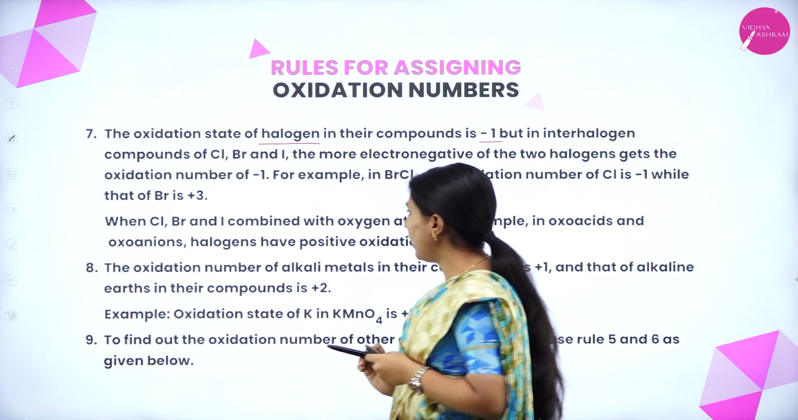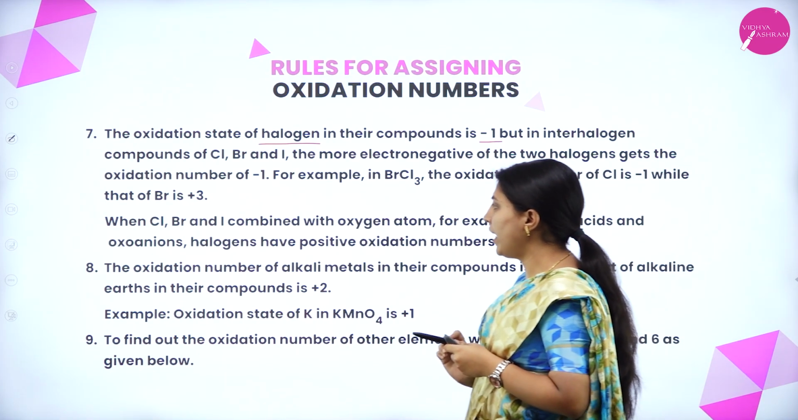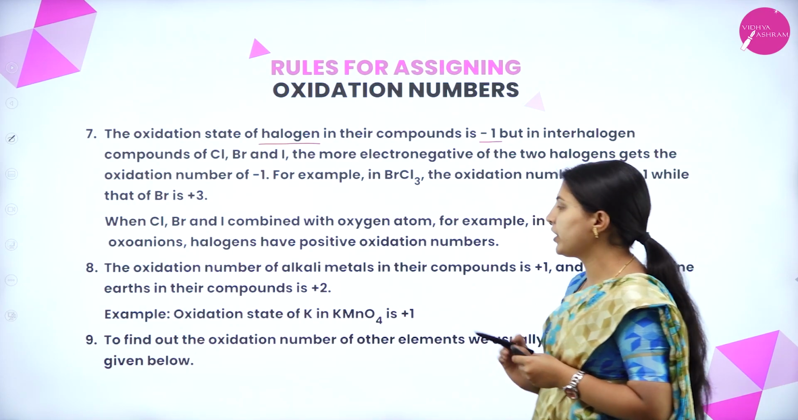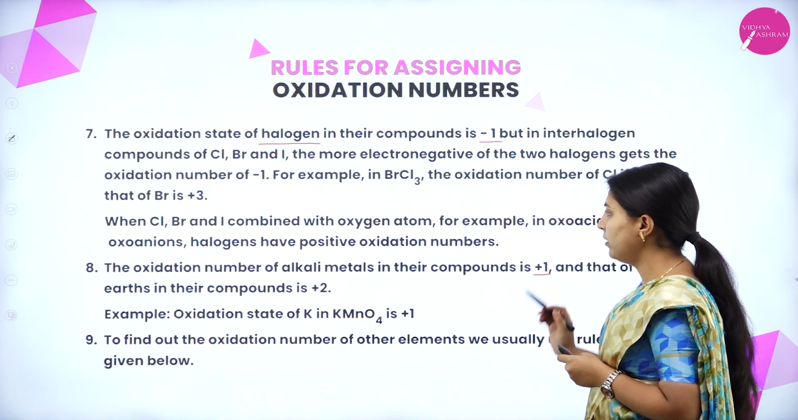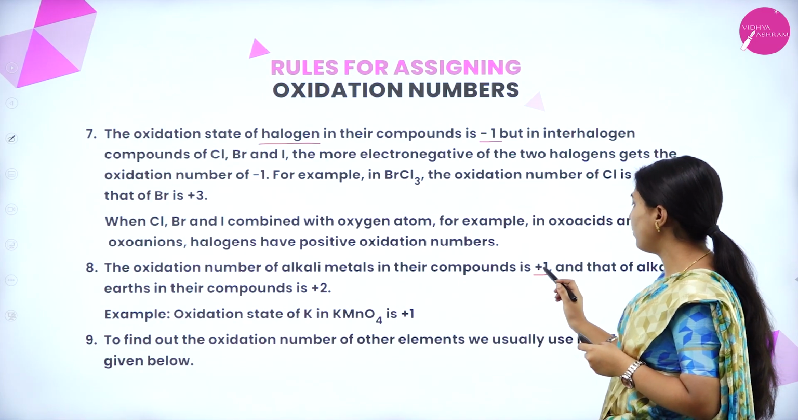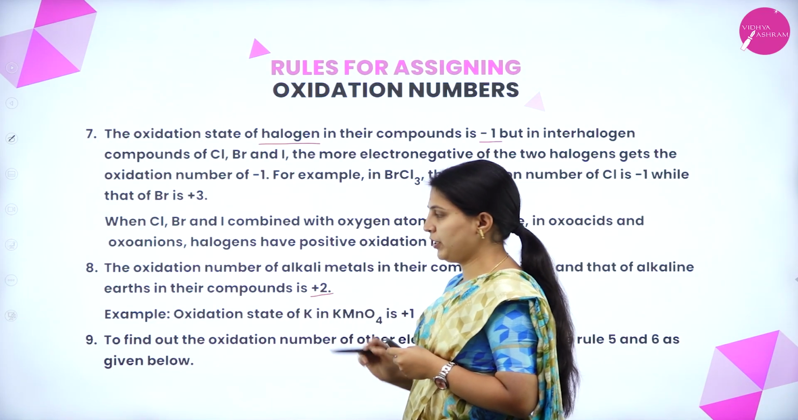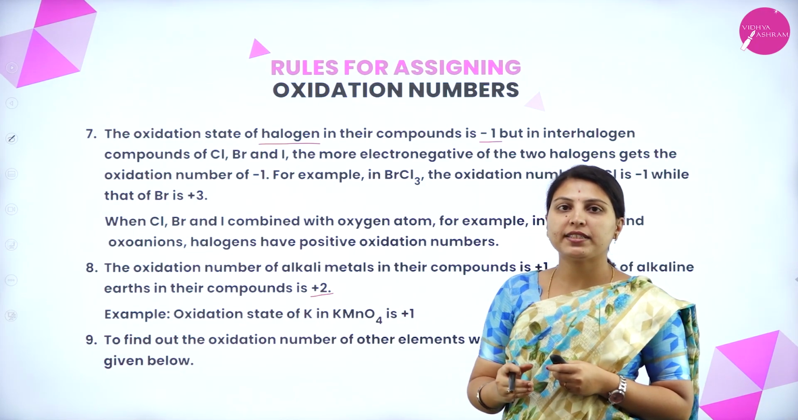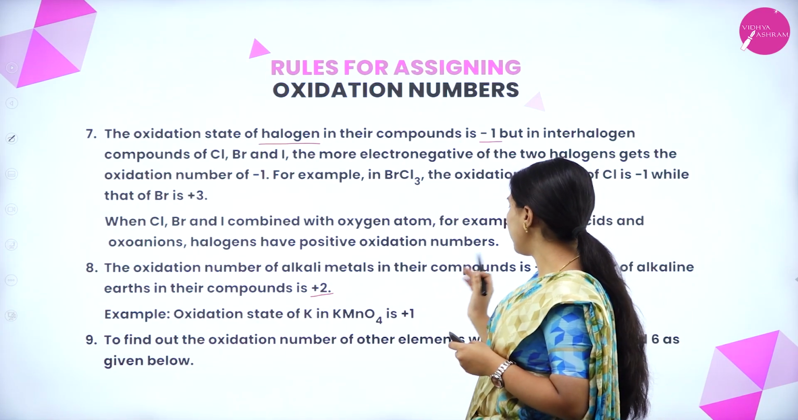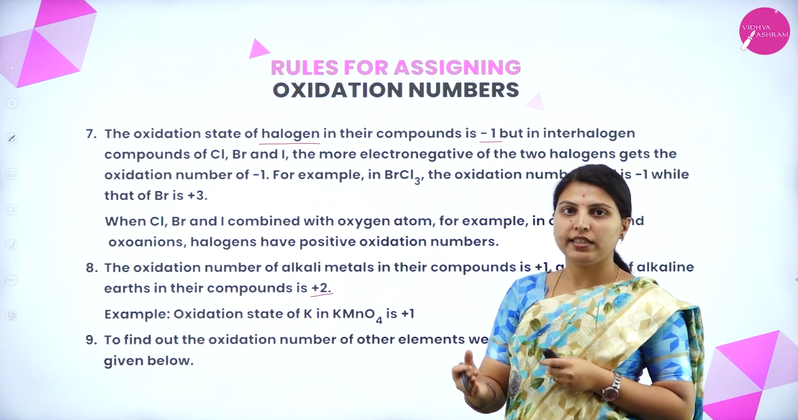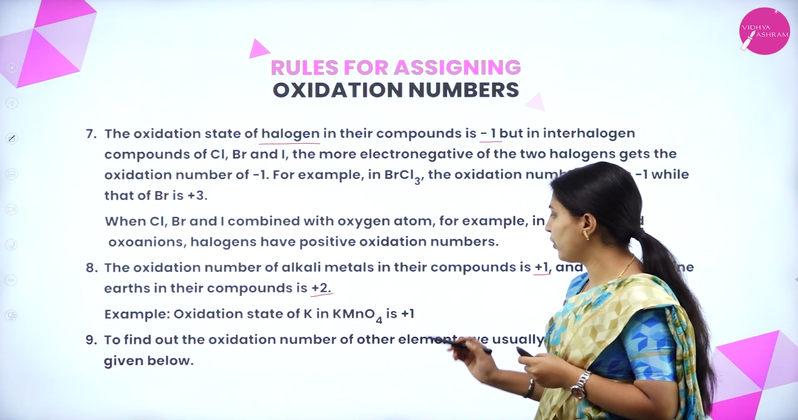When chlorine, bromine and iodine combine with oxygen atoms, for example in oxo acids and oxo anions, halogens have positive oxidation numbers. The oxidation number of alkali metals in their compounds is +1 and that of alkaline earth metals in their compounds is +2. In the S block, two groups are present, that is alkali metals and alkaline earth metals. For alkali metals, usually the oxidation number will be +1. For alkaline earth metals, the oxidation number will be +2. The oxidation state of K is +1.